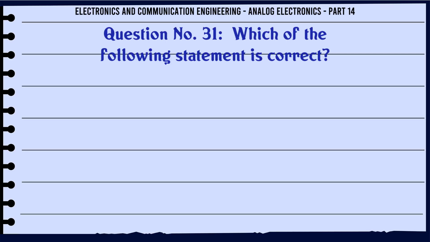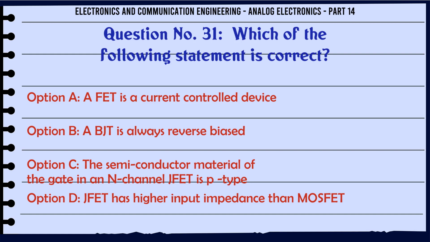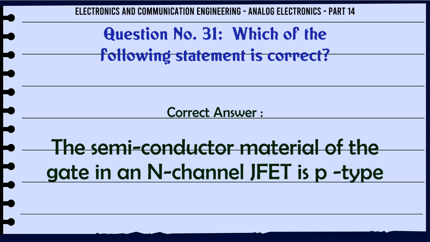Which of the following statements is correct? A. A FET is a current-controlled device. B. A BJT is always reverse biased. C. The semiconductor material of the gate in an N-channel JFET is P-type. D. JFET has higher input impedance than MOSFET. The correct answer is the semiconductor material of the gate in an N-channel JFET is P-type.